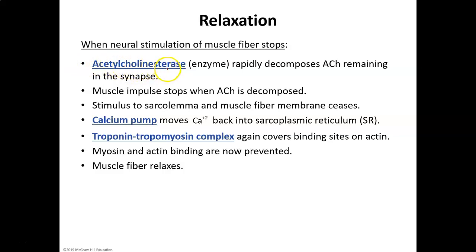Acetylcholine esterase. So this thing, AChE, and we've talked about that before. AChE is an enzyme. An enzyme, in this particular case, is going to break down acetylcholine. So acetylcholine esterase sits there in the synapse waiting for acetylcholine. Once it sees it, it decomposes acetylcholine remaining in the synapse. No acetylcholine, no binding to its receptor, no depolarization of the membrane, no contraction. Okay? Muscle impulse stops when acetylcholine is decomposed.